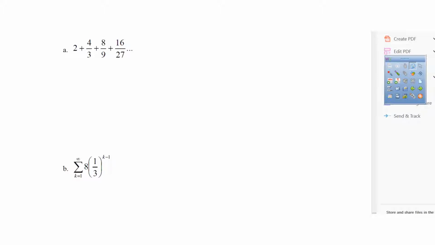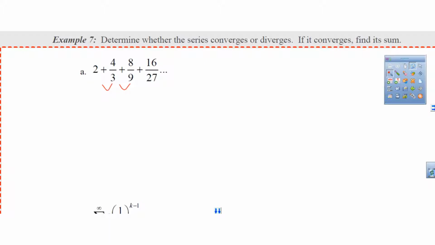Decide if it converges or diverges. If it converges, find the sum. Okay, actually, I'm going to go to this second loop right here. To figure out what I multiply by 4/3 to get 8/9, I just do it like this. What do I multiply by 4 to get 8? That's a 2. What do I multiply by 3 to get 9? 3. Do it again. 8/9 times 2/3 is 16/27. 8 times 2 is 16, 9 times 3 is 27, so it totally works.